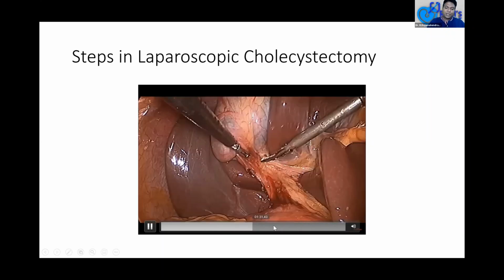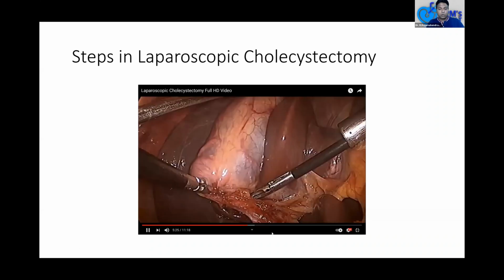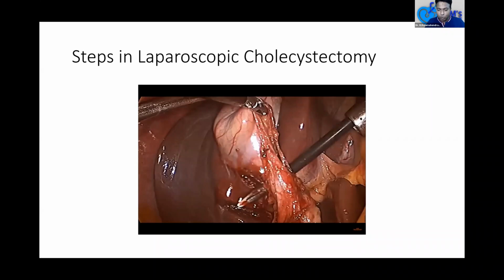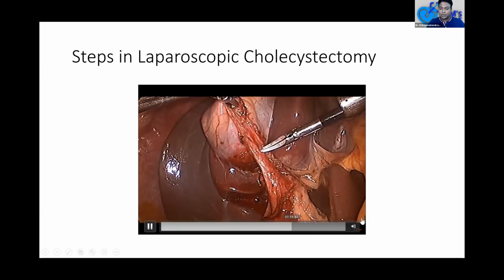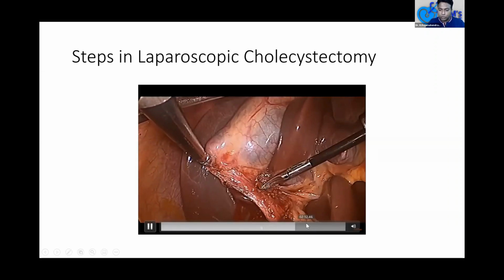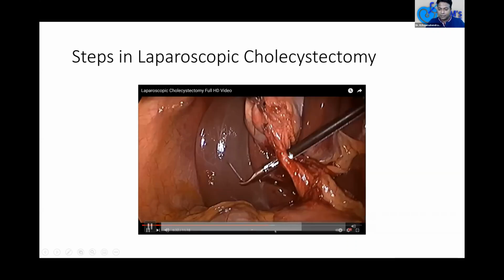So what energy device to be used? There is no controversy. You can use whichever energy device you want, but be sure you are not going to damage or touch the CBD at all. Should be dealing close to the gallbladder. Always stay close to the gallbladder. As long as you stay close to the gallbladder, nothing to worry. In this picture, we are staying close to the gallbladder, and this is the cystic duct and the cystic artery. This is the cystic duct, which is going to be tied.